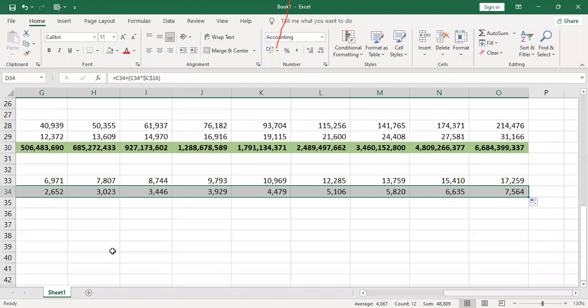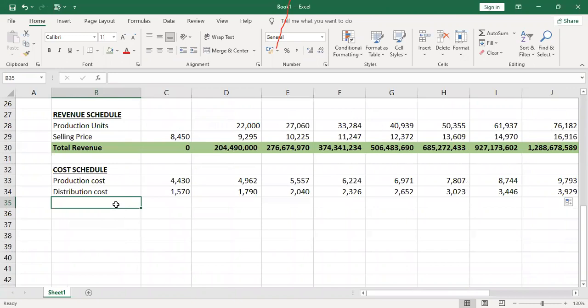Now, note that for you to produce 1 unit, you need to incur the production cost, you need to incur the distribution cost. So at the end of the day, you need to determine the total unit cost. For you to produce 1 unit, you incur the production cost and the distribution cost. So you have to determine how much to incur per unit. That is the total unit cost.